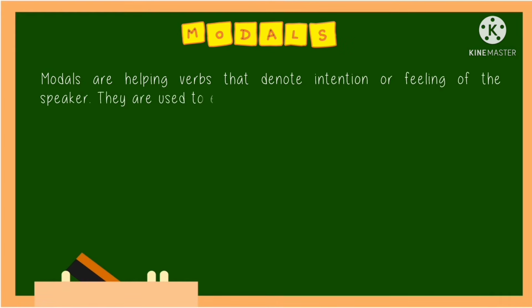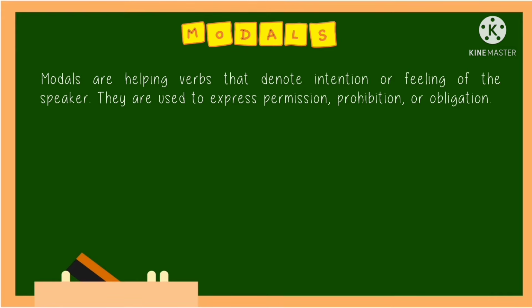Modals or modal verbs are helping verbs that denote intention or feeling of the speaker. They are also called auxiliary verbs. They add meaning to the main verb in a sentence by expressing permission, prohibition, or obligation, to name a few.